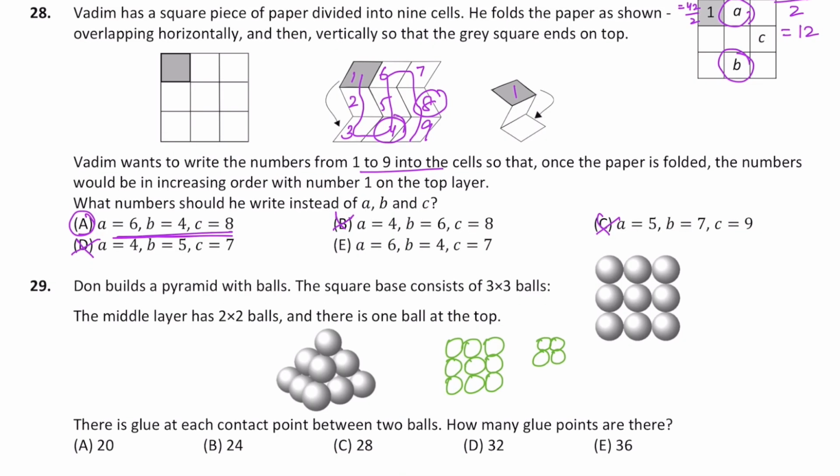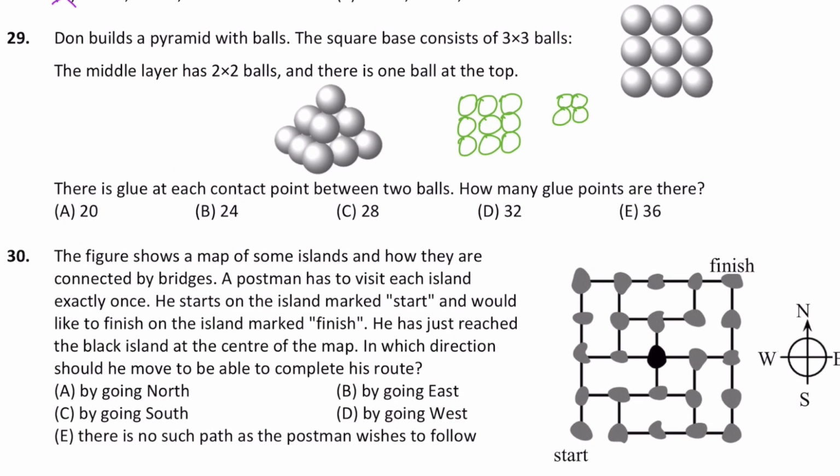Okay, next question. Don builds a pyramid with balls. The square base consists of 3 by 3 balls. The middle layer has 2 by 2 and there is 1 ball at the top there. They are trying to figure out how much glue will be needed, because whenever a ball makes a contact, there's glue needed.